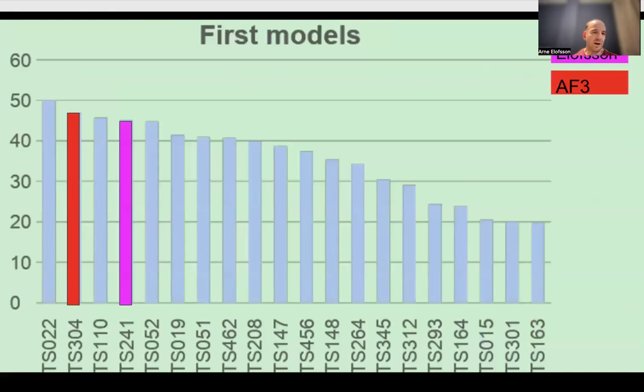In the first rank model, we were ranked like number 2 and 3 and 4. And you can see that AlphaFold 3 was ranked ahead of Elofsson, but just slightly. And it looked pretty good, I would say. And I guess it's Young that is ranked higher.